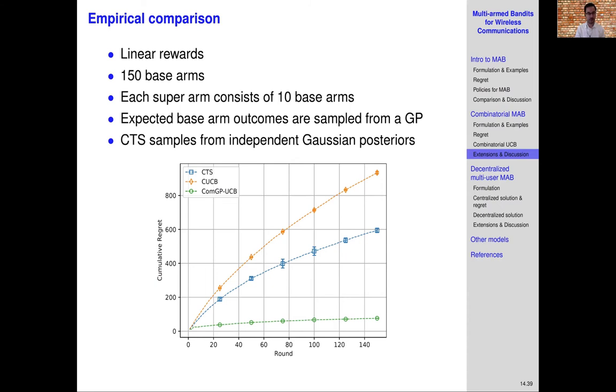We see CUCB has the highest regret, followed by combinatorial Thompson sampling. And the lowest regret is achieved by combinatorial Gaussian process UCB. This is due to the fact that in this problem, the base arm rewards are actually correlated, but the other algorithms, combinatorial Thompson sampling and UCB, do not use these correlations. But all these algorithms use correlations between the superarms, and their regret scales very well with the number of superarms.